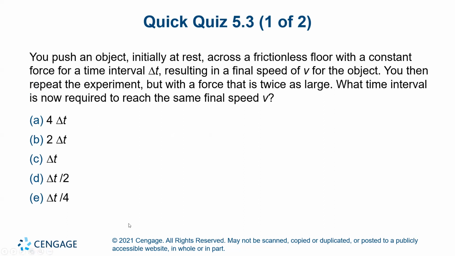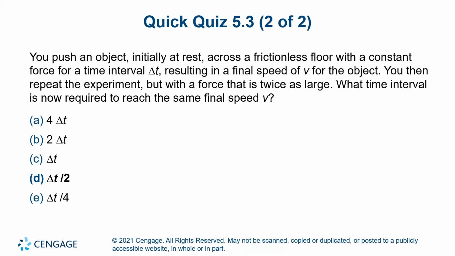You push an object initially at rest across a frictionless floor with a constant force for a time interval delta t, resulting in a final speed of v for the object. You then repeat the experiment, but with a force that is twice as large. What time interval is now required to reach the same final speed? The answer is delta t over 2.